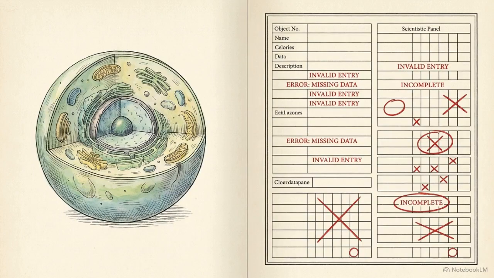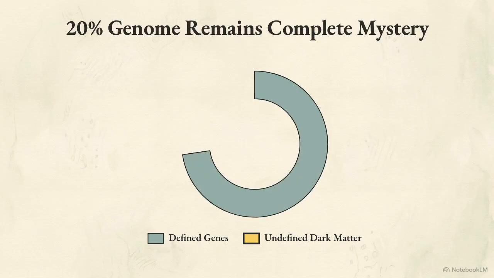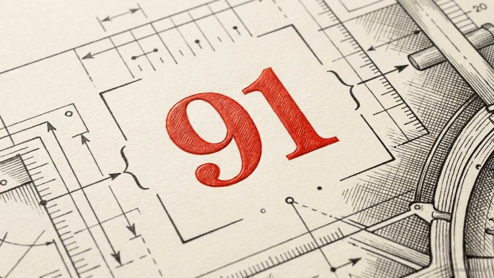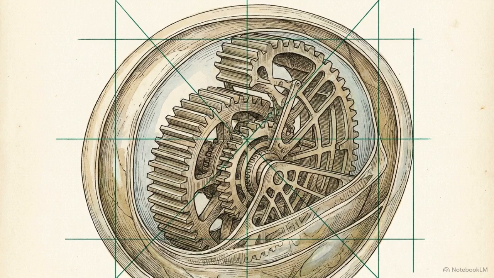This presents a glaring mathematical paradox. We designed the simplest possible organism, yet 20% of its genome remains completely undefined. These 91 genes are not statistical rounding errors. They represent dense, unknown cellular machinery that requires a rigorous mathematical model to decode.